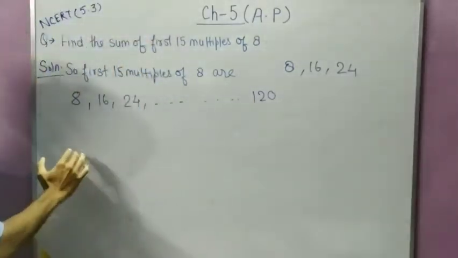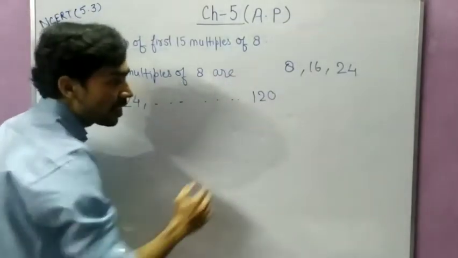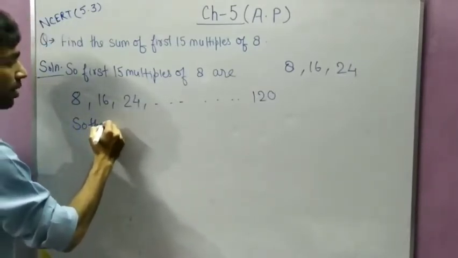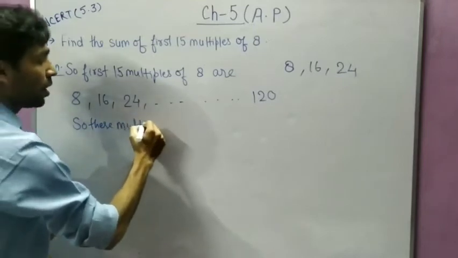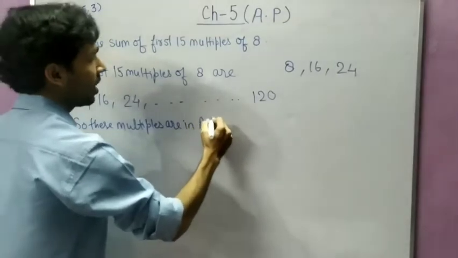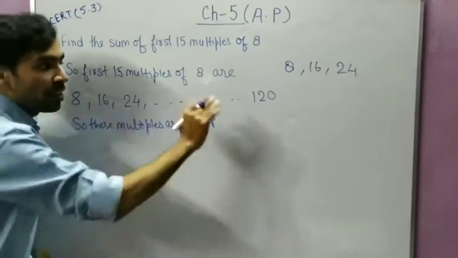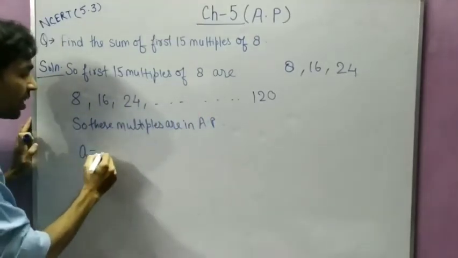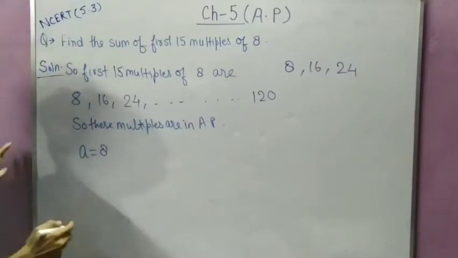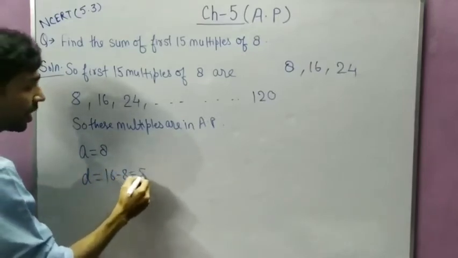So you can see now, when I have written 15 multiples of 8, all these numbers are in AP. They are in AP now. So what is the first term of this AP? The first term, that is a, is 8, because the first multiple was 8. What is the common difference, student? The common difference will be 16 minus 8, that is 8.